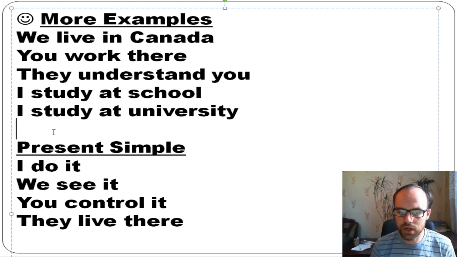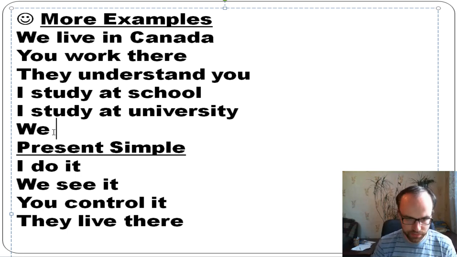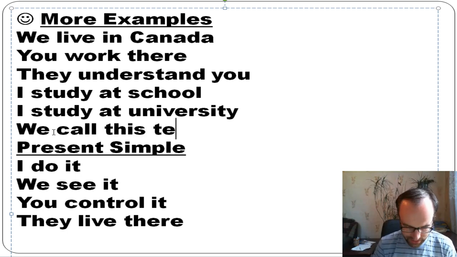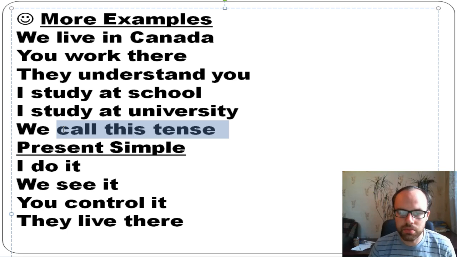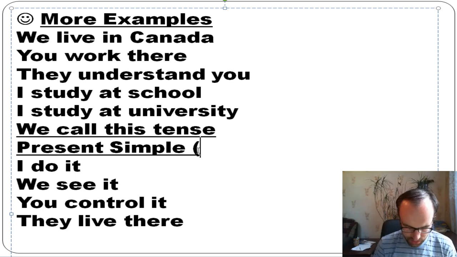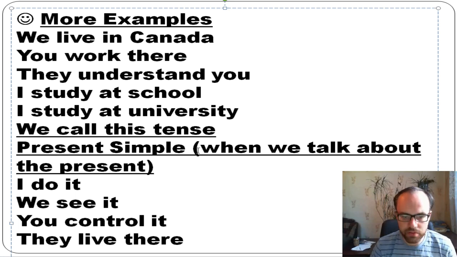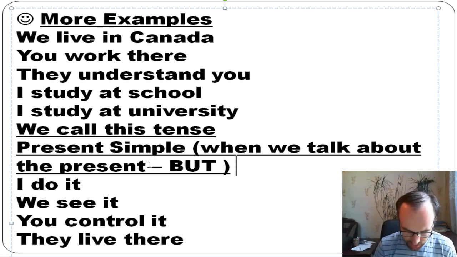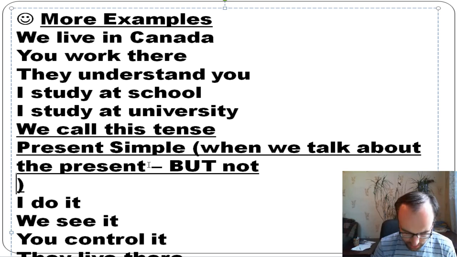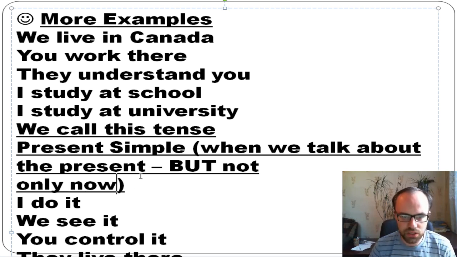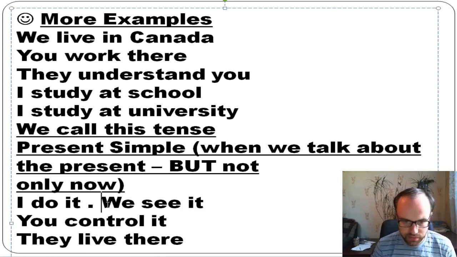So we call this tense present simple. We call this tense present simple when we talk about the present, but not only now. Good. Very good. So you see, present simple.